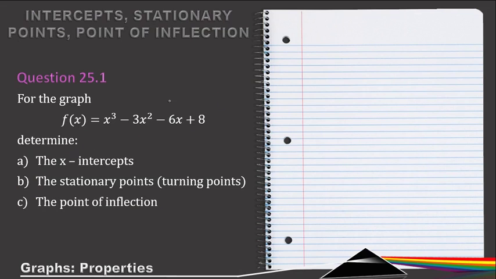Right, so let's see if you got this one. So question 25.1, for the graph of f(x), determine the x-intercepts. So to get the x-intercepts, I'm going to take my graph and equal it to 0, and then solve for x. So I've got x cubed minus 3x squared minus 6x plus 8, equal to 0. Now the factor x minus 1 is a factor.